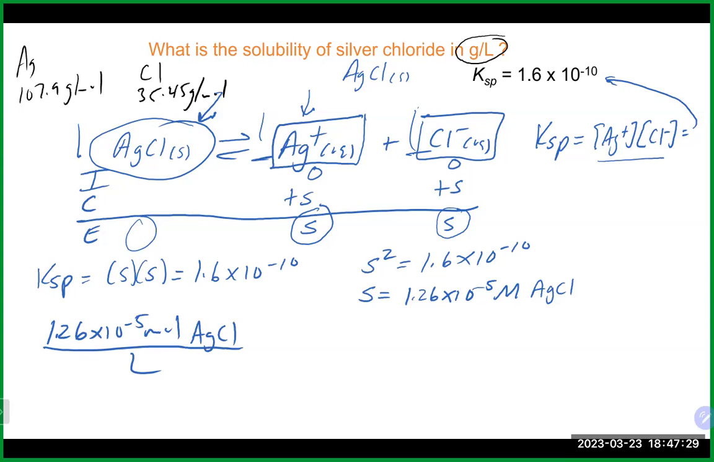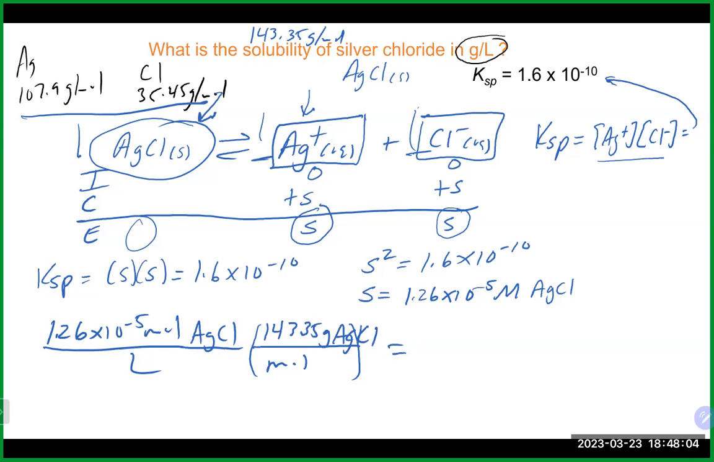So at this point, I need the molar mass of silver chloride to convert it to grams per liter. So we're going to add these guys together. Silver 107.9 plus chlorine, which is 35.45. That's going to give us a molar mass of silver chloride of 143.35 grams per mole. We're going to use that as a conversion factor here. Moles are going to go on the bottom, 143.35 grams of silver chloride will go up on top, and we'll take that times 1.26 times 10 to the minus 5.